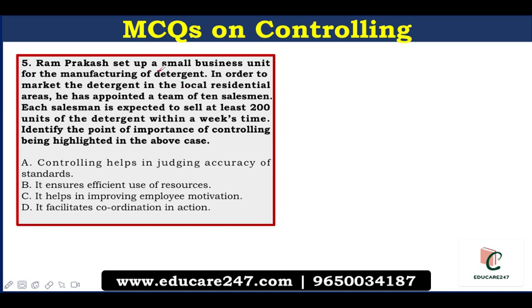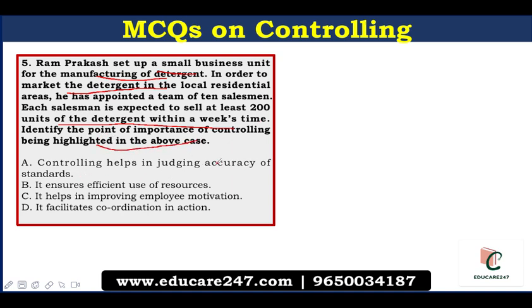Moving on to the next question. Ram Prakash set up a small business unit for manufacturing of detergent. In order to market the detergent in the local residential area, he has appointed a team of 10 salesmen. Each salesman is expected to sell at least 200 units of detergent within a week's time. Identify the importance of controlling being highlighted in the above case.